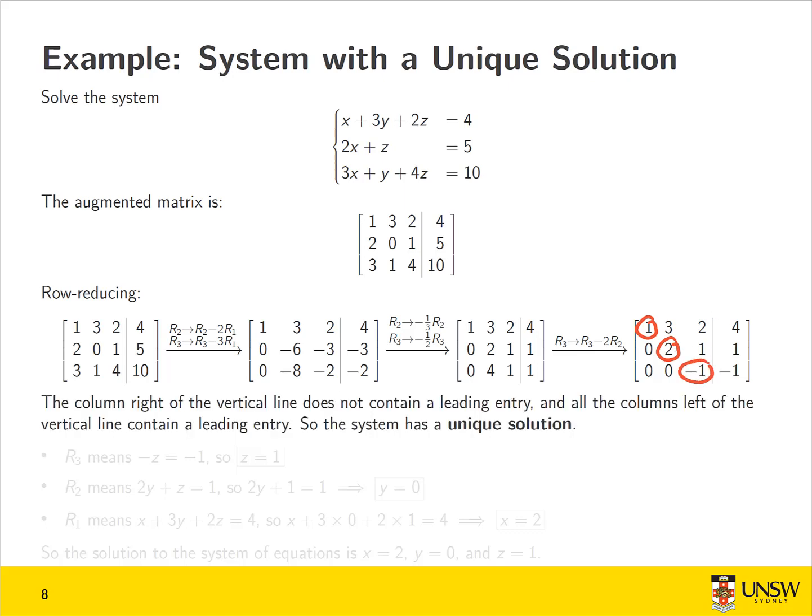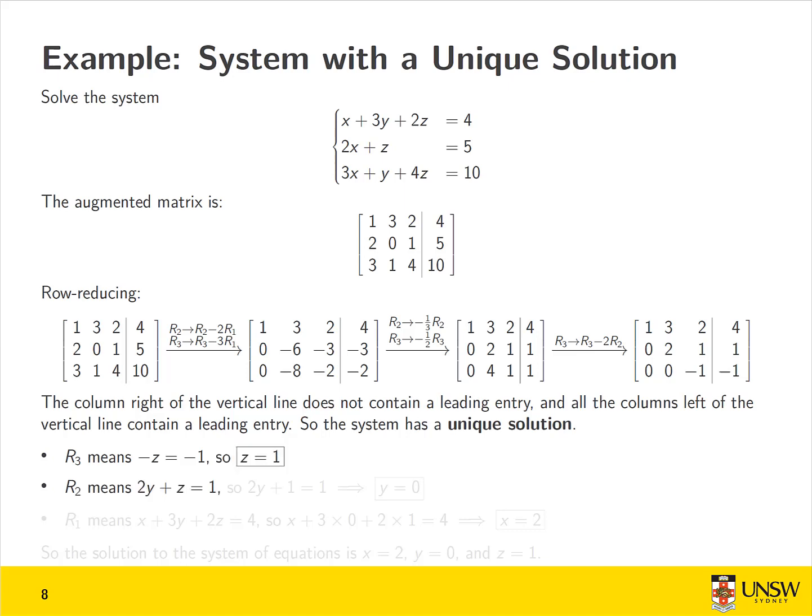The rightmost column doesn't contain any leading entries, so we know there is at least one solution. Furthermore, all columns left of the vertical line contain leading entries, so we know that the system has a unique solution. It remains for us to actually find this solution. Reading off row 3, the corresponding equation is 0x plus 0y minus z equals negative 1. So we know that z is 1.